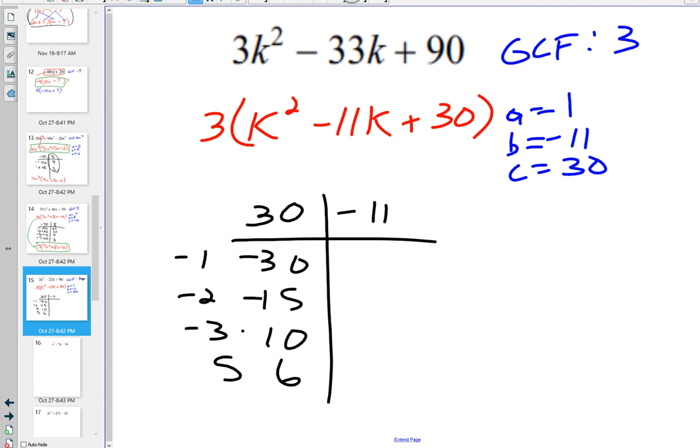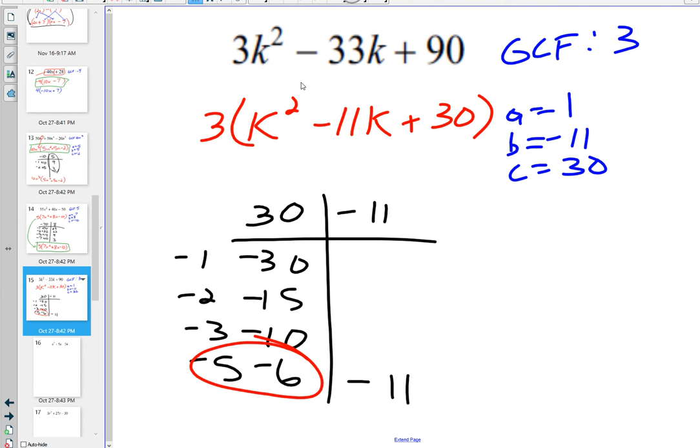I always get people telling me, oh, small positive, big negative. No. If I'm going to multiply and get a positive, they have to be the same sign. So do any of these add up to negative 11? Yes, they do. So Jada, that's why we weren't done. Lily, that's why we weren't done, because this works.